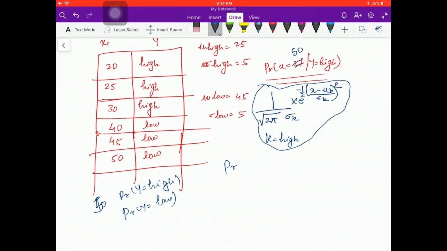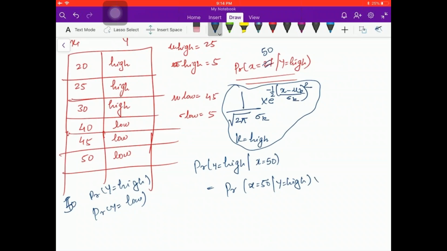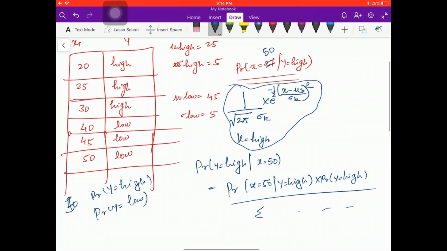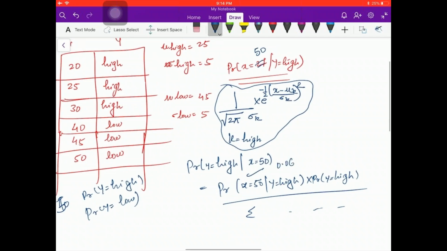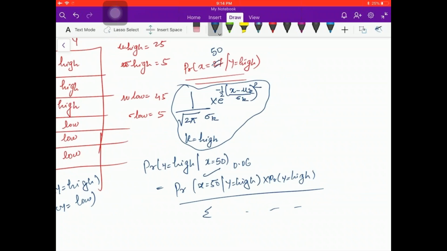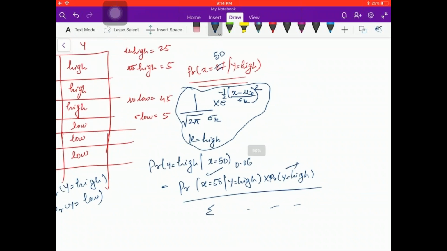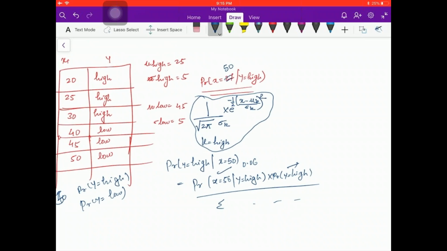So probability of y equal to high when x is equal to 50 is equal to probability of x equal to 50 given y equal to high into probability of y equal to high, divided by the summation. Forget that. What is this? We have just calculated. Let's say Krishna is right, so we have 0.066%. Okay, and what is probability of y equal to high in this case?